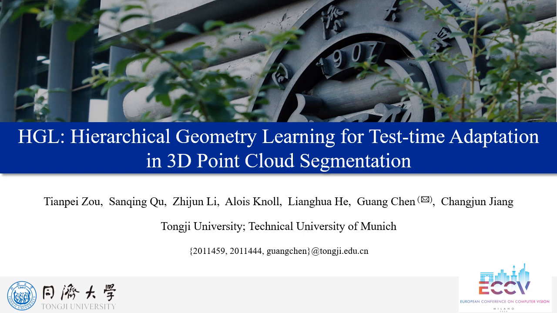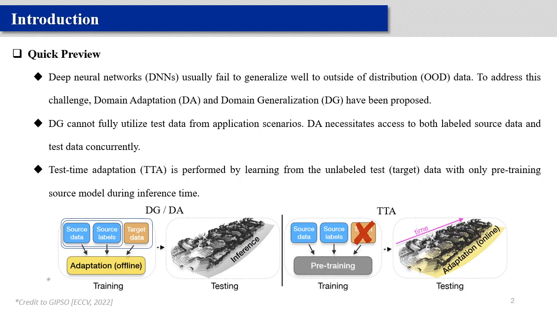Today, I am going to present our recent work on test time adaptation, HGL, hierarchical geometry learning for test time adaptation in 3D point cloud segmentation. As we know, deep neural networks usually fail to generalize well to out-of-distribution data. To address this challenge, several appealing solutions have been developed, including domain generalization and domain adaptation.